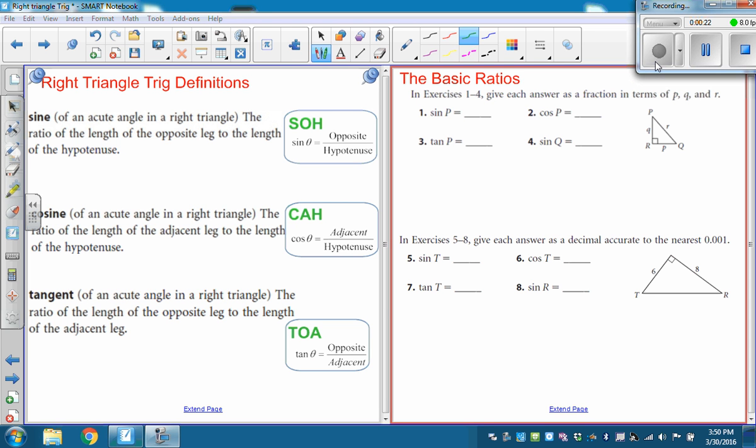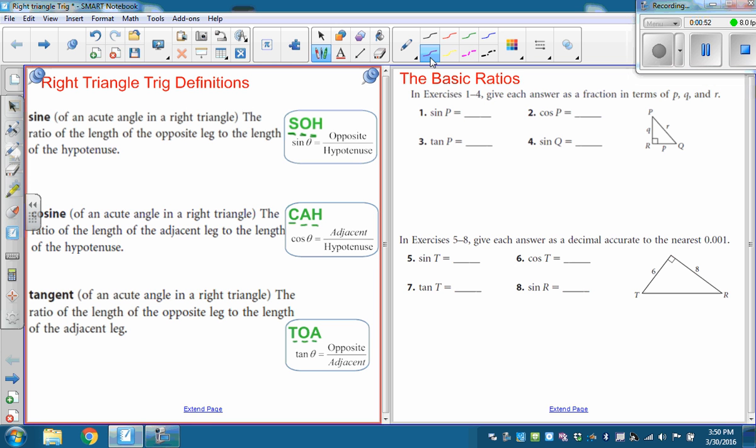So just take a minute to read the left side and remember that one of the things we talked about was the abbreviation SOHCAHTOA, which a lot of people use to help remember the trig ratios. S stands for sine. Sine is the opposite over hypotenuse. Similarly, cosine is the adjacent over hypotenuse, and tangent is the opposite over adjacent.